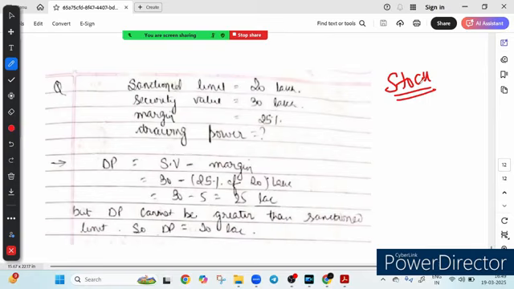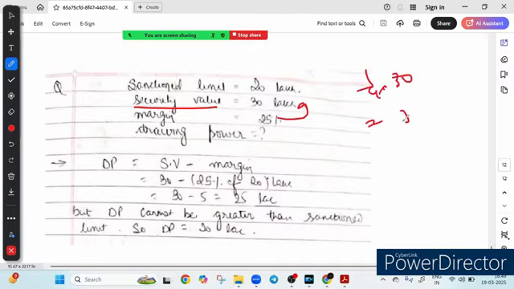So the formula is quite simple. DP is the security value minus margin, right? Like in the previous case, we have taken stock, we have taken book debt, and we have applied margin on them, and that is how we calculated the drawing power. So this is all decided on the basis of the security value. Security value here is 30 lakh, and the margin is 25%. So what is 25% of 30 lakh? It is 1/4 of 30 lakh, 7.5 lakh. 7.5 lakh is your margin. Just subtract this from 30 lakh, you will get 22.5 lakh, right?